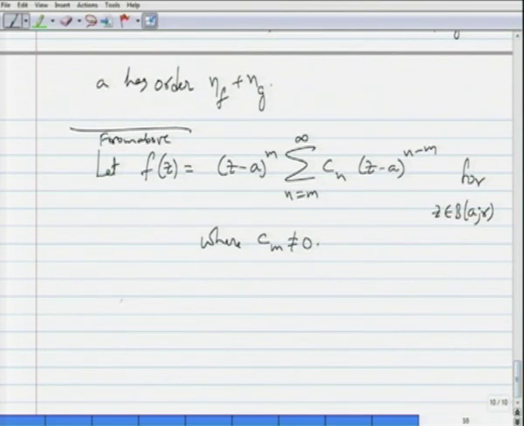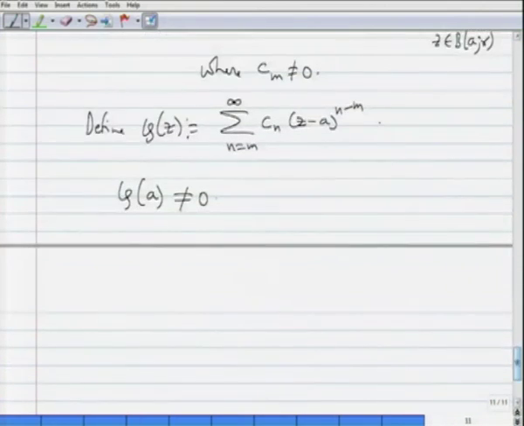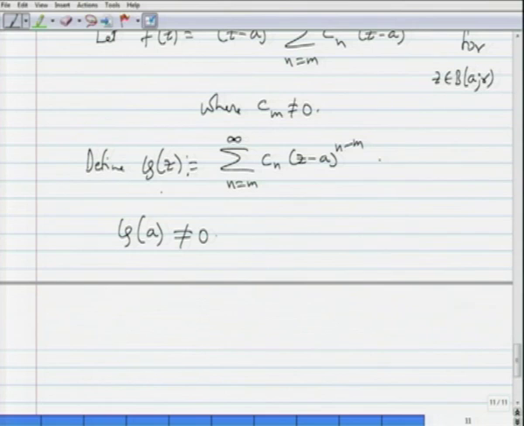So, now what I will do is take this part which is non-zero, and define phi of z as phi of z is equal to sigma n equals m through infinity of C_n (z minus a) raised to n minus m. First, as noted above, I can conclude that phi of a is non-zero, because C_m is non-zero. So, phi of a which is C_m is non-zero, and also note that phi is a power series. Define this for z belongs to B(a, R), on the very same set.